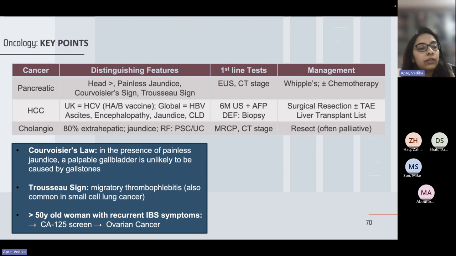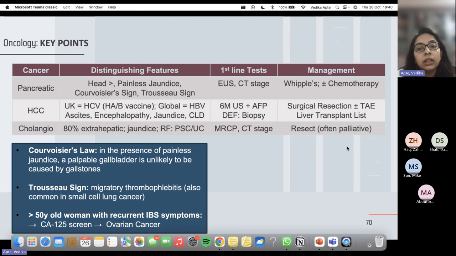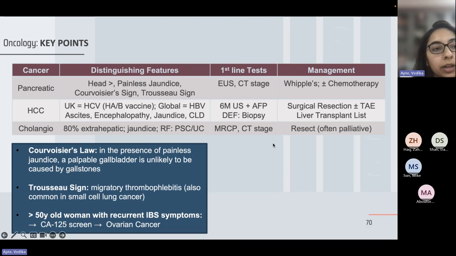Essentially, if a patient has obstructive jaundice, but they're not in any pain, you should always suspect pancreatic cancer. Just always have a low threshold, especially because it has such a poor prognosis as well. You may also see Trousseau sign, which is migratory thrombophlebitis. It's also seen in small cell lung cancer as well. First line investigation would be an ultrasound, and then you'd use a CT to stage the cancer.